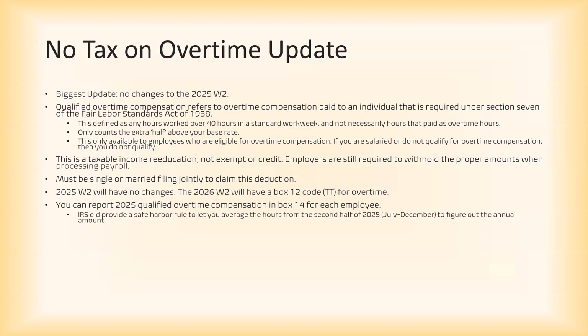So the IRS does provide a safe harbor rule to let you average the hours from the second half of 2025, which is July through December, to figure out the annual amount. So they say you can take the average hours of overtime worked per week from the second half, and then just make it an average across the whole year to figure out what annual amount should go in there. The IRS has not issued final guidance for tax year 2025.